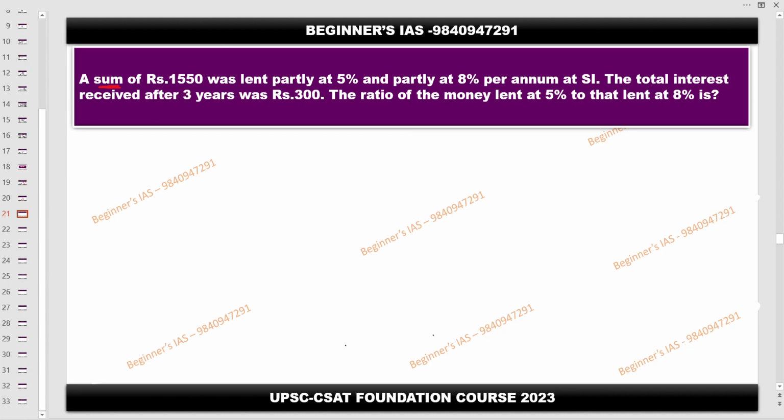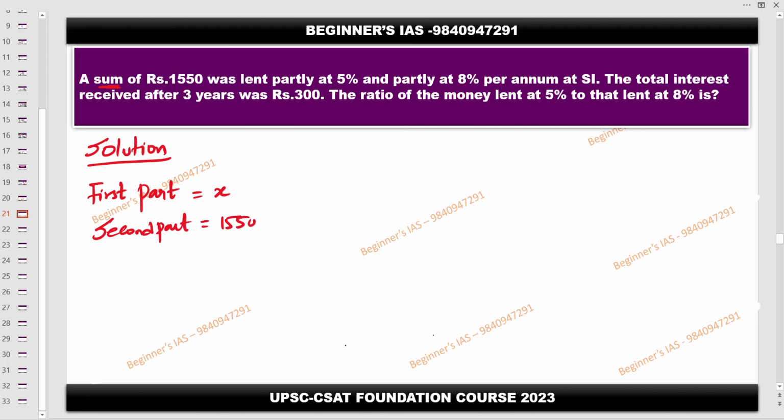So let us take some amount, that amount as x. You can take that as the first part. That first part at 5%, you are providing this much of amount. Then the second part, obviously, the total money you are having is 1550. First part you have provided this much of amount, then you have to subtract this much.